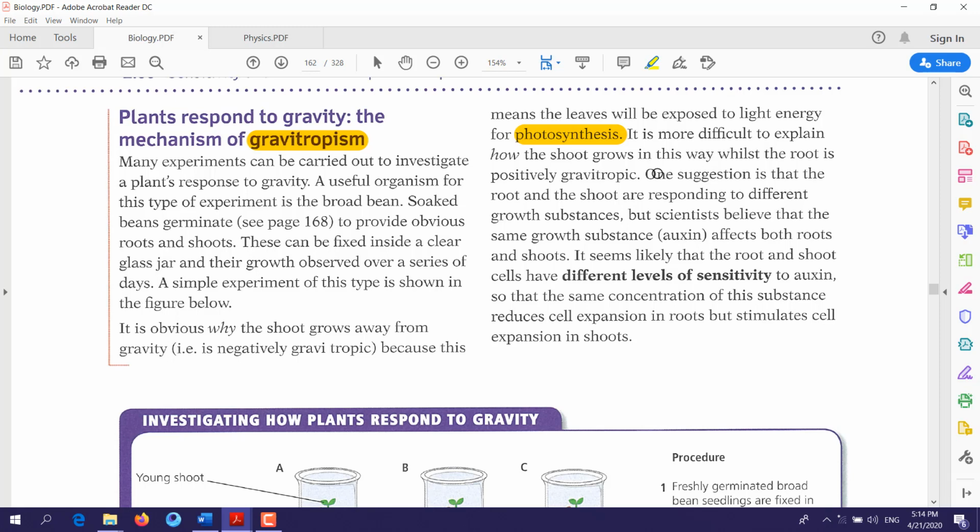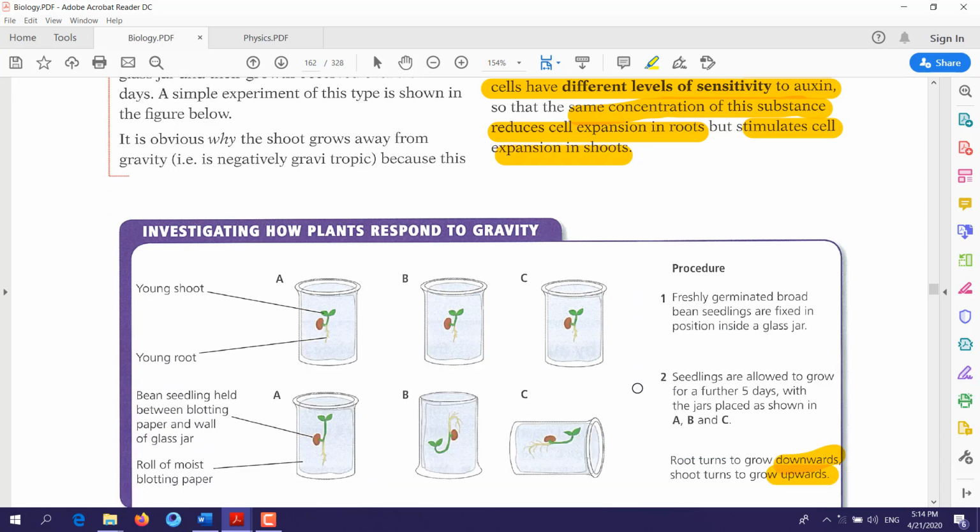One suggestion is that the root and the shoot respond to different growth substances. But scientists believe that the same growth substance, which is auxin, affects both roots and shoots. But why do they grow in different directions? It seems likely that root and shoot cells have different levels of sensitivity to auxin. What does that mean? The same concentration of auxin reduces cell expansion in roots but stimulates cell expansion in shoots.